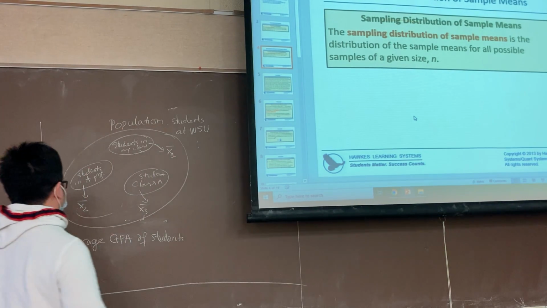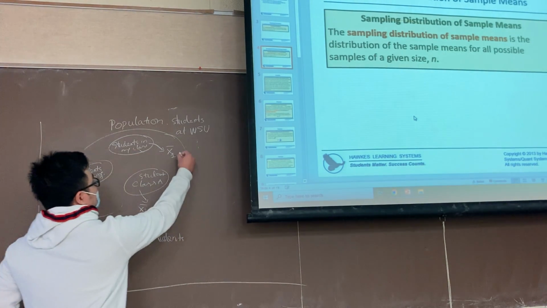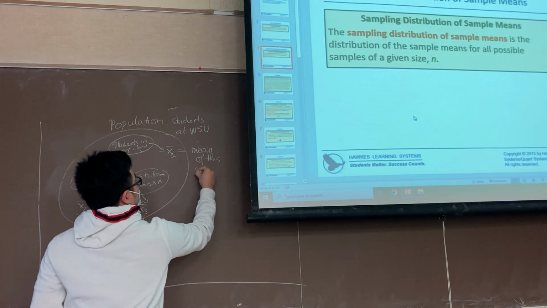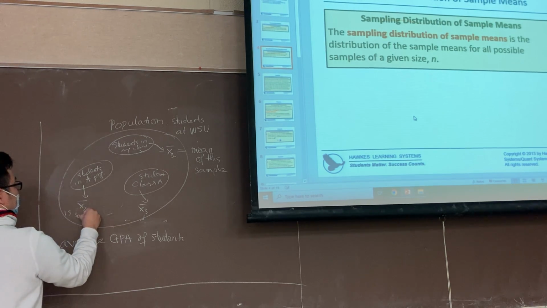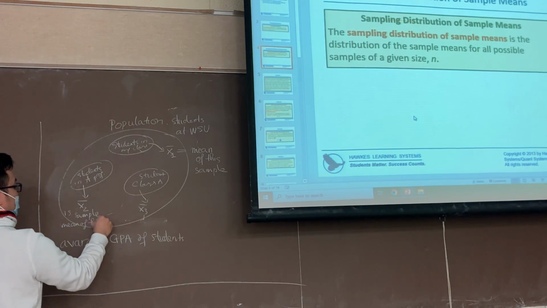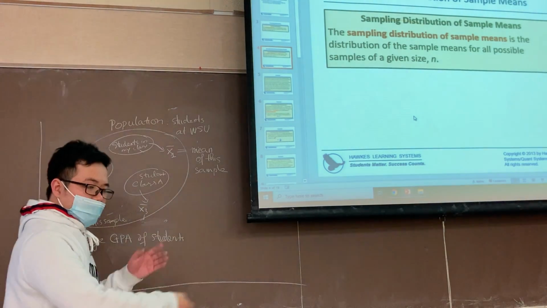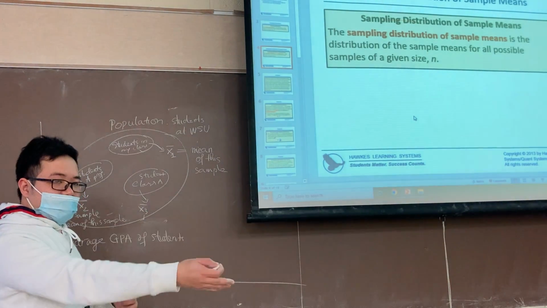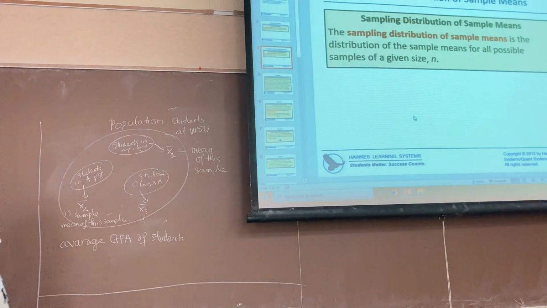For example, here we have H1 bar, the average GPA. In this case, H bar 1 is also the mean of this sample, right? And H bar here is also the sample mean of this sample. Something like this. And we will summarize all the means, and after that we will draw the picture for this, and this is called the sampling distribution of sample means. Okay, that's the thing.